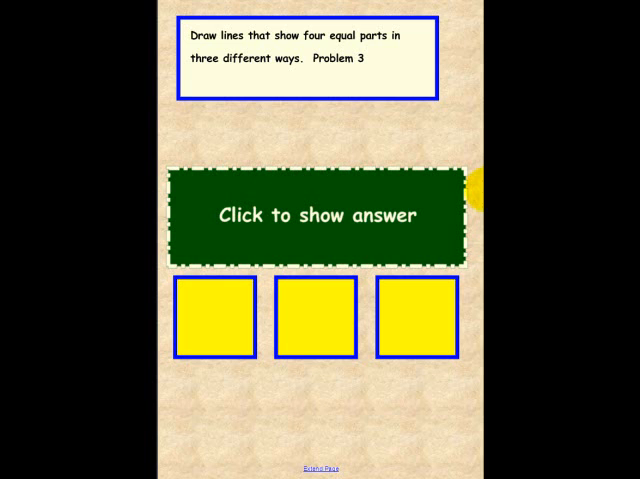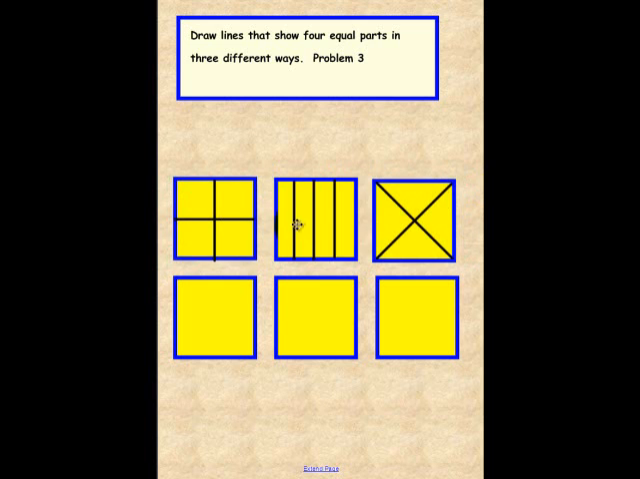Okay, we've already done that for you. I'm going to click here to show the answer. You'll notice that you could have had these at any one of the 3. We divided this one into fourths. Here we have another fourth, and the last one is into fourths. If your answer is similar to ours, outstanding.